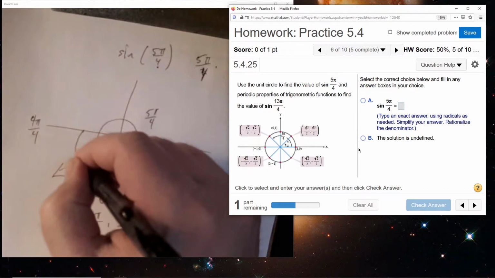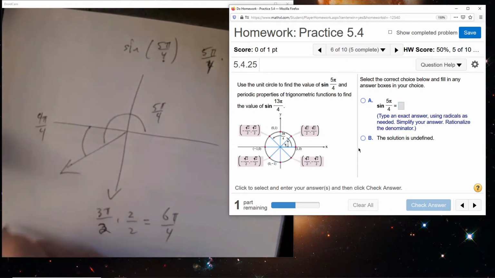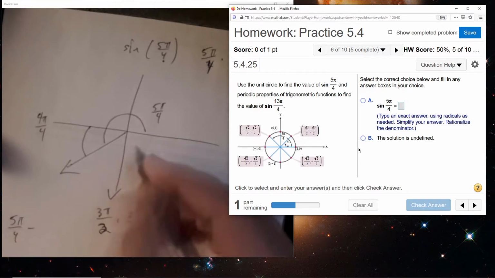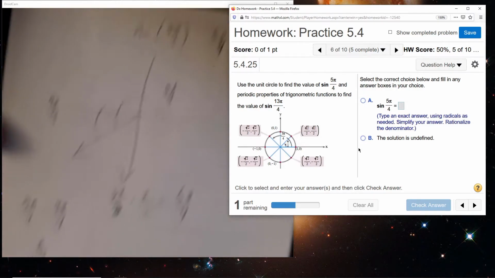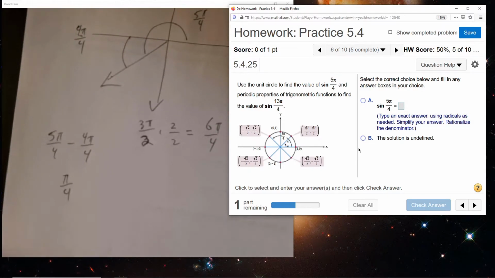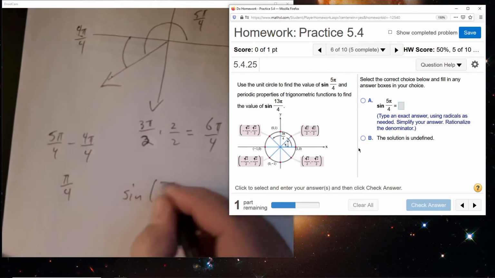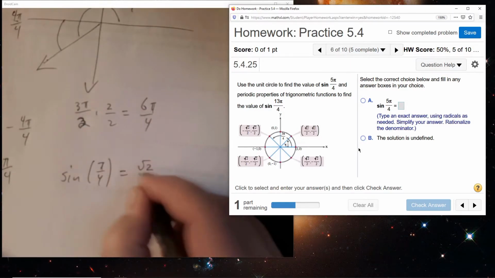And so the question is, well, what is this reference angle? Well, we'll take the larger angle, which is 5 pi over 4, subtract off the 180 degree mark there, and we find the reference angle is pi over 4, which is 45 degrees. So we're looking for sine pi over 4, one of the ones to memorize there, square root of 2 over 2.